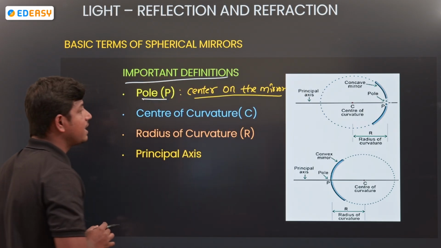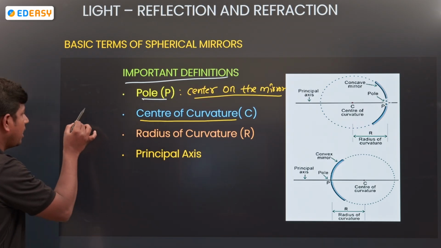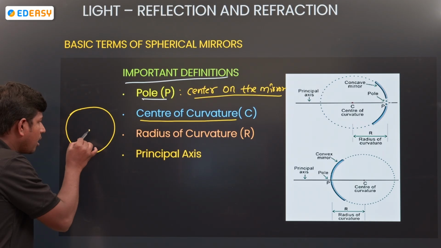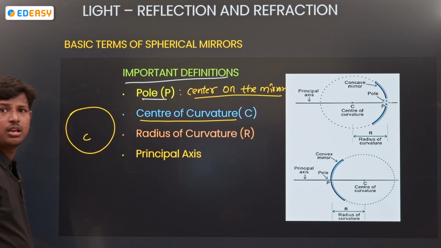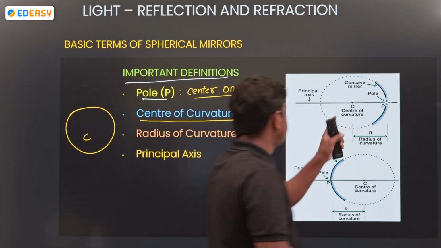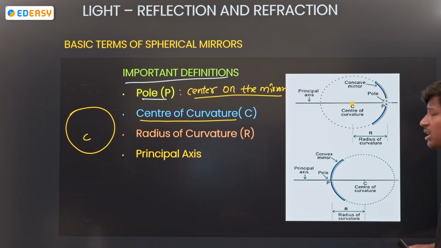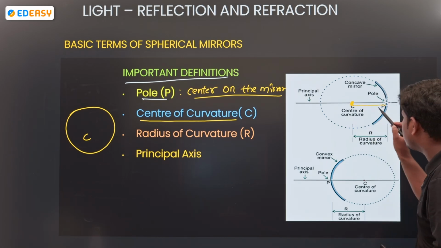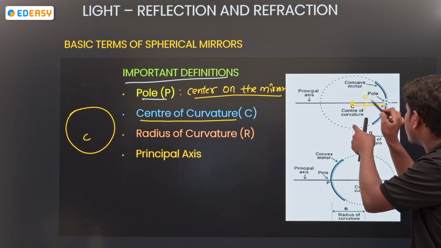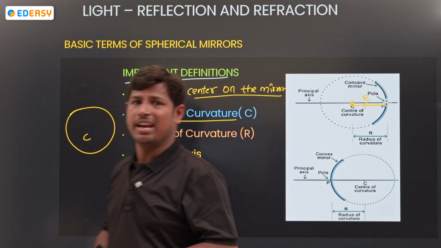Center of curvature. What is the center of curvature? If you take a whole spherical mirror, the center is called the center of curvature. Radius of curvature: see here, this is the center of curvature. The distance from the pole to C is called the radius of curvature.